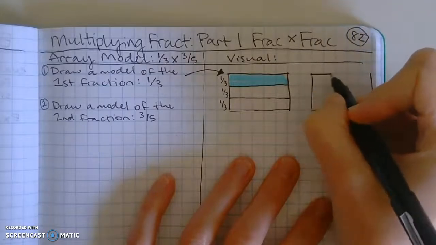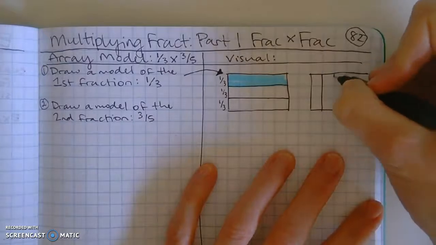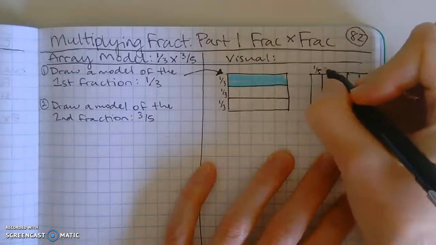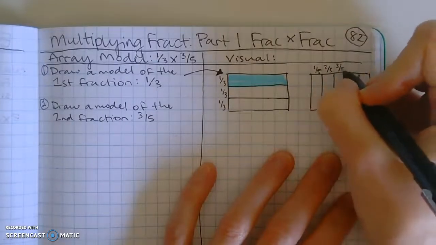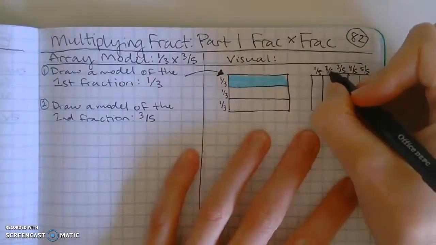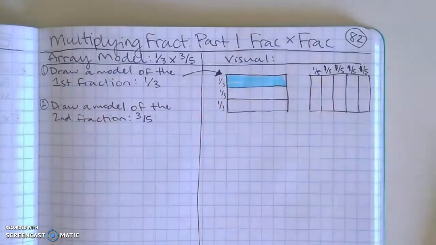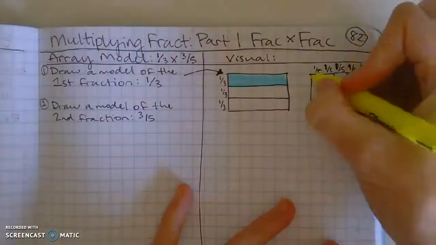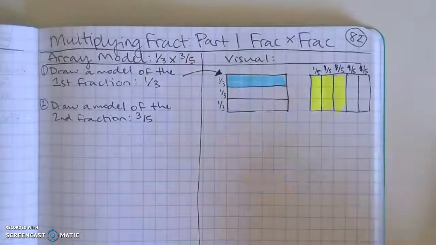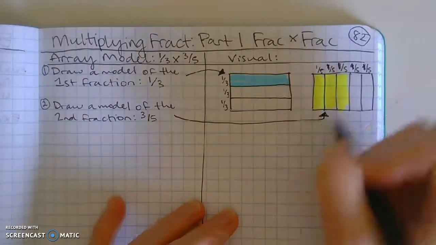Okay, so again, I'm making a 3 by 5, and you'll see why in a little bit. Okay, so I'm now doing fifths. So I have 1/5, 2/5, 3/5, 4/5, 5/5. Okay, each one of these should be 1/5. Okay, so I have 3 of those fifths that I need to color in. 1, 2, and 3. Okay, and let's draw an arrow over here so we remember that this is that fraction.